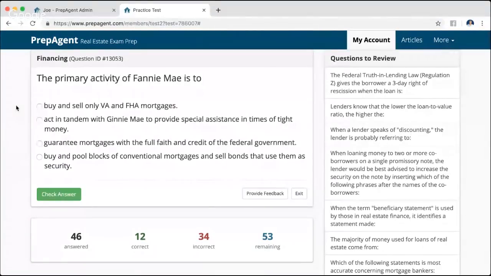The primary activity of Fannie Mae is to A, buy and sell only VA and FHA mortgages. B, act in tandem with Ginnie Mae to provide special assistance in times of tight money. C, guarantee mortgages within full faith and credit of the federal government. Or D, buy and pool blocks of conventional mortgages and sell bonds that use them as security.